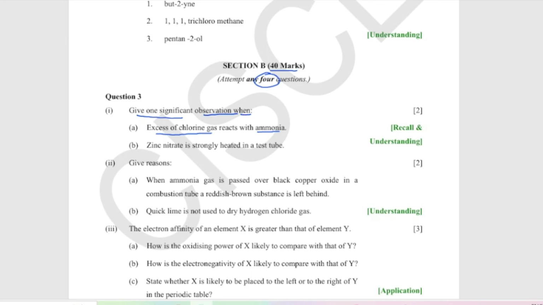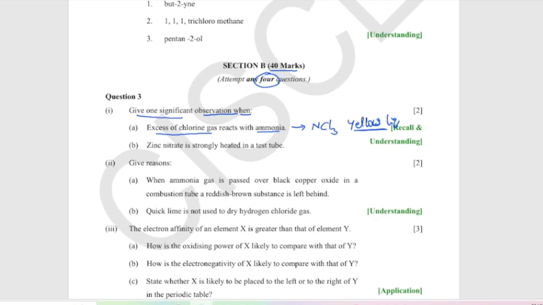So when excess chlorine gas reacts with ammonia, it forms nitrogen trichloride, which is a yellow color liquid. So this is the observation for this reaction.